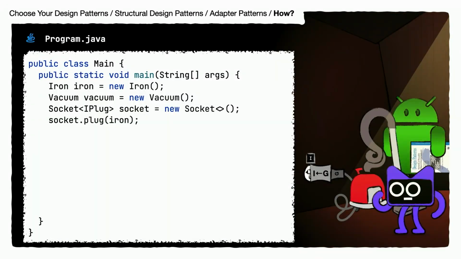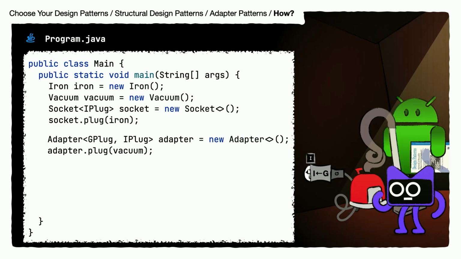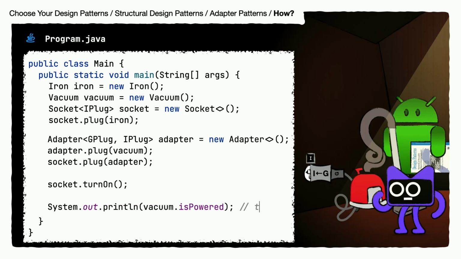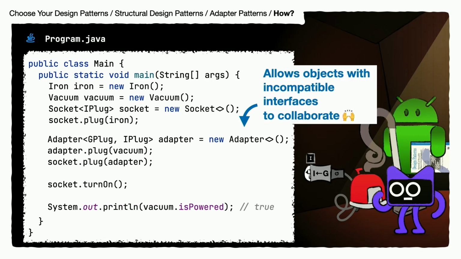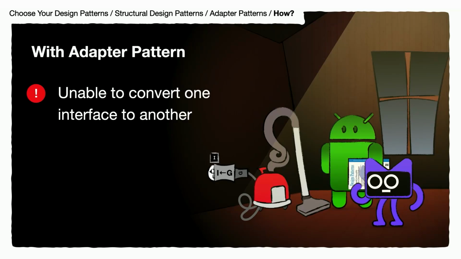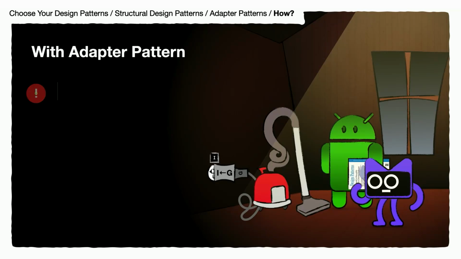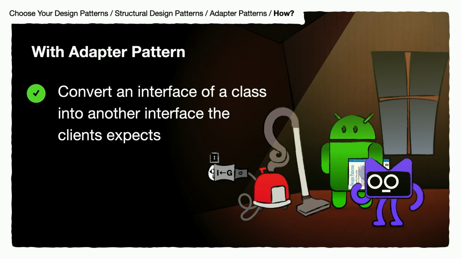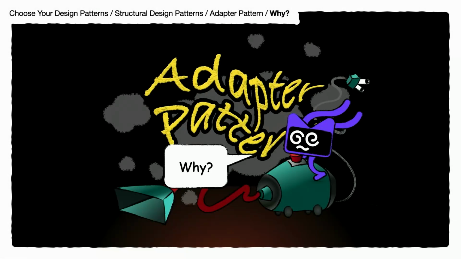Down in the main program, now I also have to create this new adapter and then plug in the vacuum to the adapter, and then finally plug in the adapter to the socket. And when I do that, now I can turn on the socket and it will turn on the adapter and also turn on the appliance connected to it. And that way we allow these objects of different interface types to collaborate with each other and work with each other. So with the adapter pattern, we are able to now effectively convert one type of an interface to a different kind of an interface. Looks good, but why? Can we do this better with Kotlin?